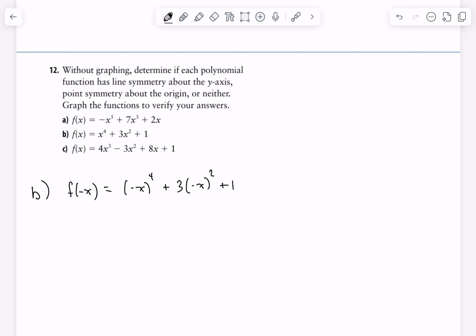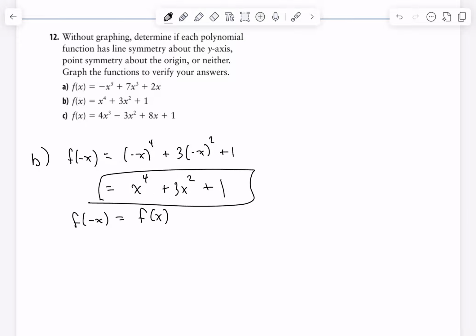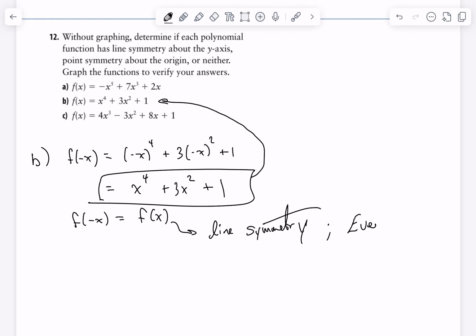Okay, and what I'm going to see is I'm going to get x to the 4 plus 3x squared plus 1. If I'm comparing, you can see when I input, or evaluate the function at negative x, I get the original function back out again. You'll see that is the same function that we started with, and hence that is what we define line symmetry to be. Okay, and subsequently with line symmetry comes that it is an even function.